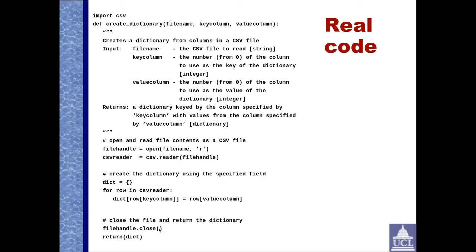Obviously, this code is rather simplistic. It ought to do some other things, like, for example, checking that the file was opened properly, checking that the CSV reader succeeded in parsing this as a CSV file. It should also check that the key column and value column are values that are allowed. In other words, we're not specifying column numbers that don't exist in the CSV file. But this just gives you an outline of the basic idea of the code.